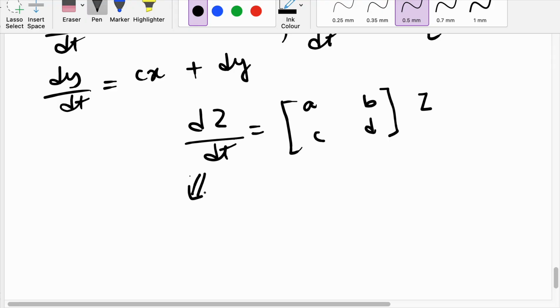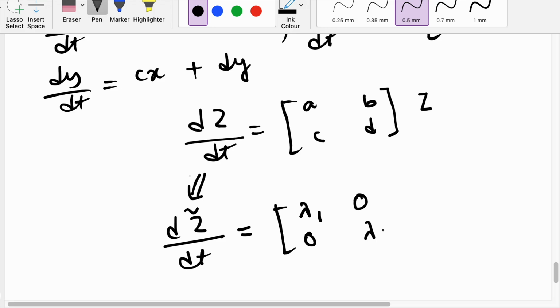In principle I could rotate my system in such a way that this becomes d z tilde/dt equal to [lambda 1, 0; 0, lambda 2] z tilde. Sorry. Is it clear? In principle there is a transformation. If I do that, I will get a diagonalized version of this matrix, and all the things will change. Is it clear?